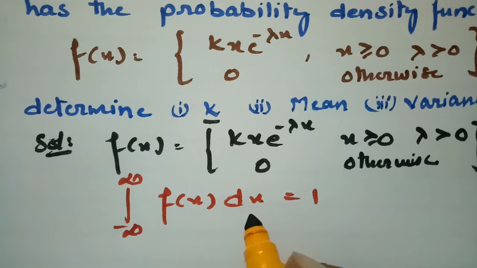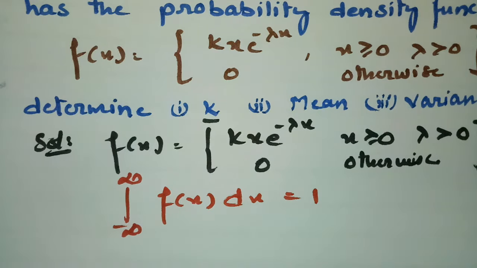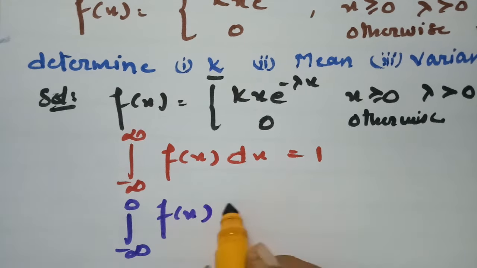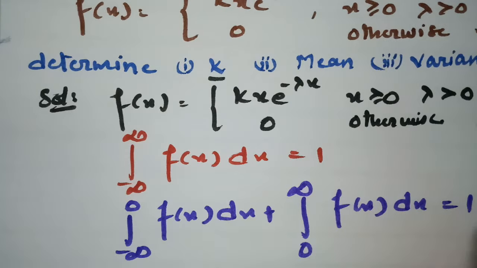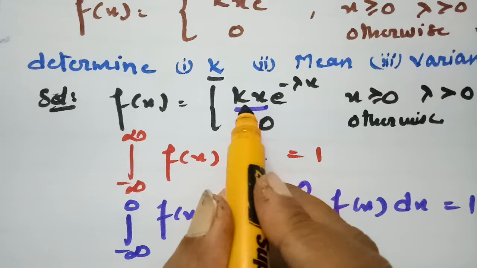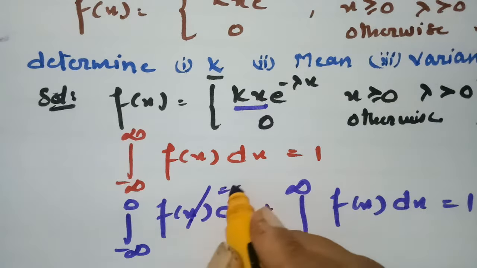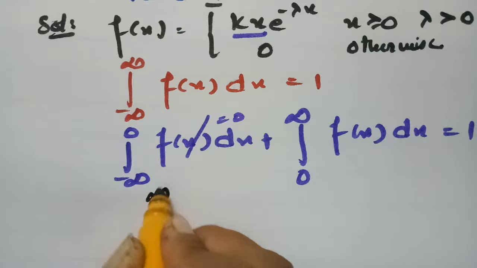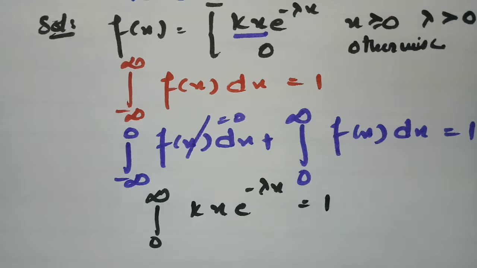So if I calculate this, I'll get the value of k. Now I have to insert the value 0 here, as 0 is one of the limits. So this is the integral from minus infinity to 0 of f of x dx plus the integral from 0 to infinity of f of x dx is equal to 1. Between 0 and infinity, f of x is kx times e power minus lambda x, and otherwise it is 0. So the first part will be 0, and we get the integral from 0 to infinity of kx e power minus lambda x dx is equal to 1.